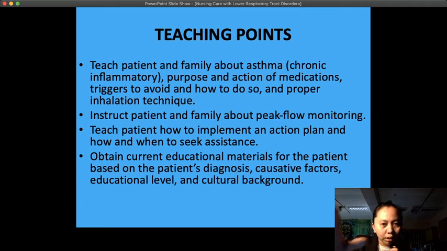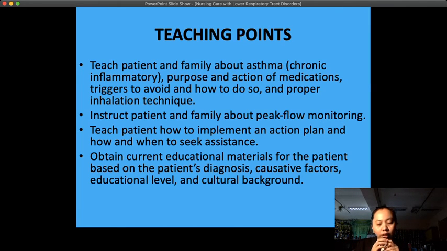Okay, so just read about the teaching points. What things will you teach? Like the peak flow monitoring, if they have to. Okay, and then obtain current educational materials for the patient.